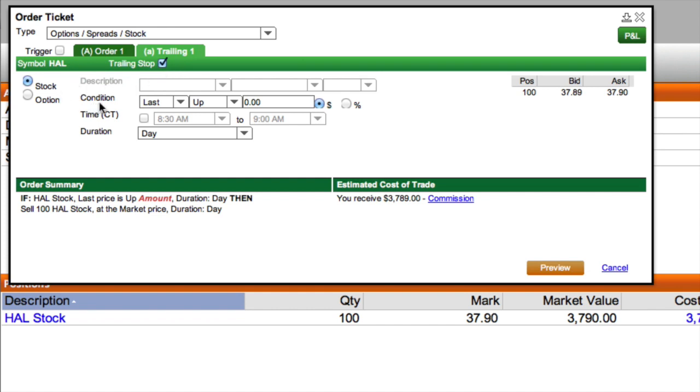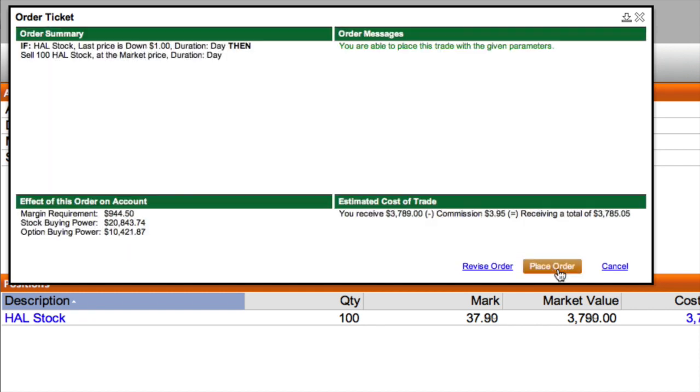Now let's read our condition. The condition is if the last price of the stock is up, well, we want it down. If the last price of the stock goes down, and then we can do it in dollar or percentages. So let's say if the last price of the stock goes down $1, then trigger my order. Okay, so let's hit our preview, and then we can read this, and we can see if Halliburton has a last price that's down $1, then sell Halliburton stock at the market price for a duration of a day order. And that's how you would set a trailing stop on the exact same trade.